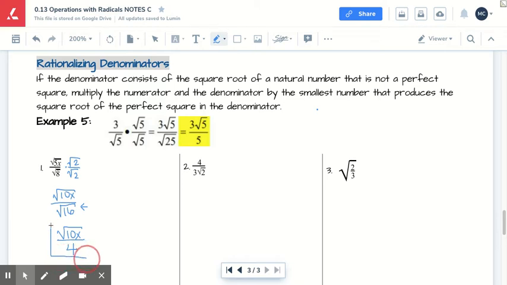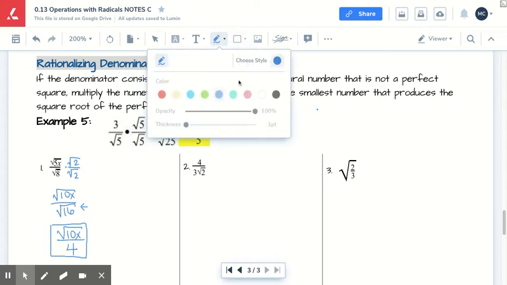Now if I could reduce the fraction, I would, but I can't reduce this one because everything in the numerator is inside of the radical, and everything in the denominator is not. So I can't reduce by just dividing by a particular number.